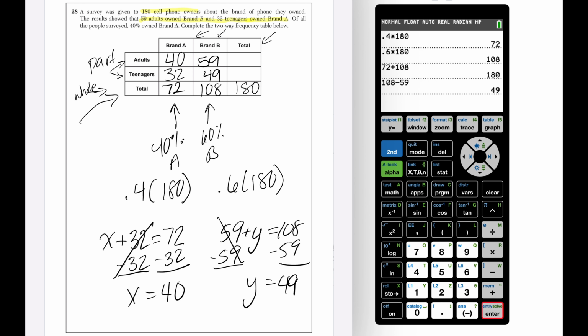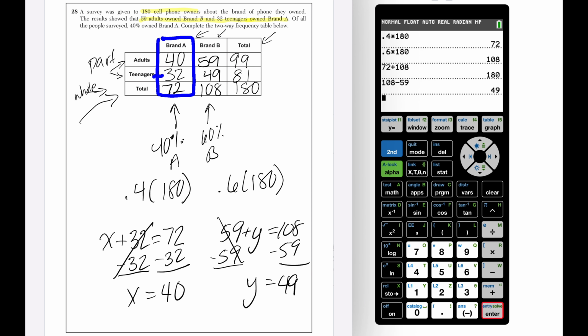So now that we know that, we can figure out, for this one here, what is the total number of adults? So I'm just going to add these two together. 40 plus 59 is going to give us 99. Same thing here. How many teenagers? What's the total amount of teenagers? So 32 plus 49 is going to give me 81. And now everything is complete and everything adds up.